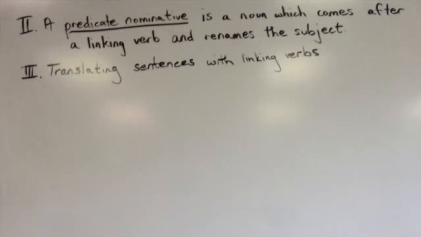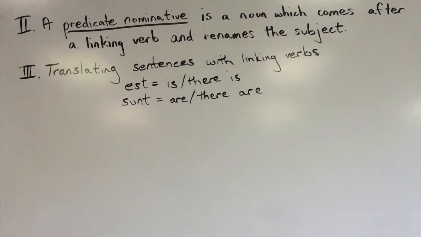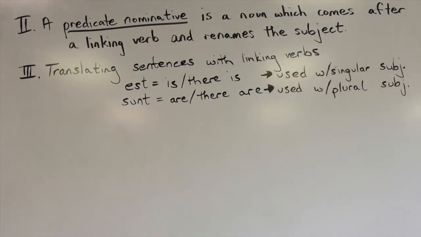Now let's take a look at how this is going to play out in our sentence translation. Make the header for your next section of notes translating sentences with linking verbs. We have two linking verbs in chapter 1, the verbs est and sunt. So est means is or there is, and sunt means are or there are. We'll talk about which one to use in a moment. Just notice that est then is going to be used with singular subjects, so the book is, and sunt will be used with plural subjects, so the books are. Make sure that you write all of these notes down on your paper before moving on to the next section.